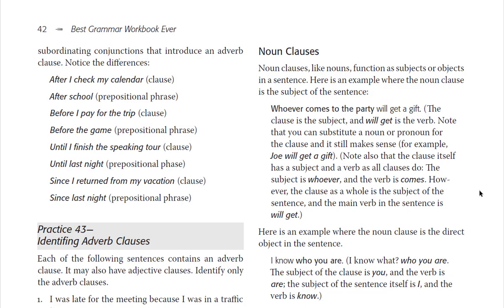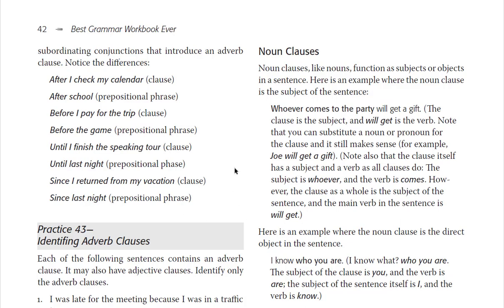Noun clauses, like nouns, function as subjects or objects in a sentence. Here is an example where the noun clause is the subject of the sentence. Whoever comes to the party will get a gift. The clause is the subject and "will get" is the verb. Note that you can substitute a noun or pronoun for that clause and it will still make sense. Joe will get a gift. Note also that the clause itself has a subject and a verb, as all clauses do. The subject is whoever, and the verb is comes. However, the clause as a whole is the subject.